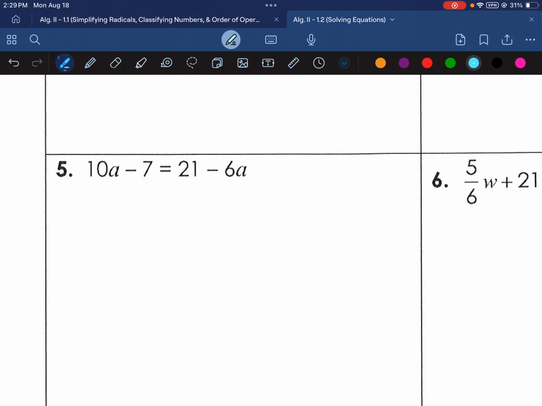Next up, number 5. We have variables on both sides this time. So my goal is to get the variables on one side and the numbers on the other.